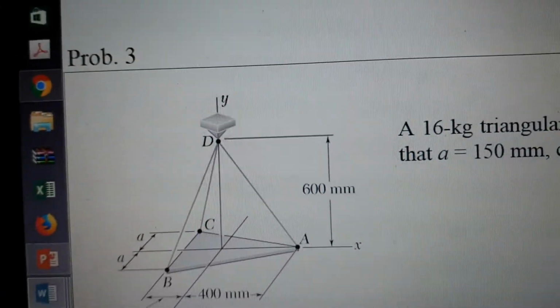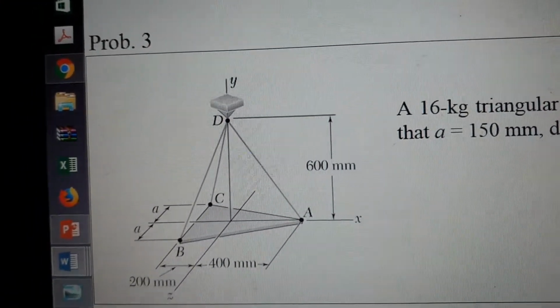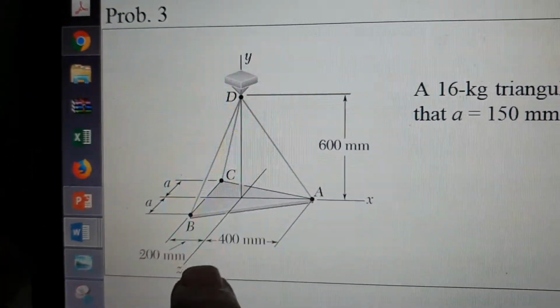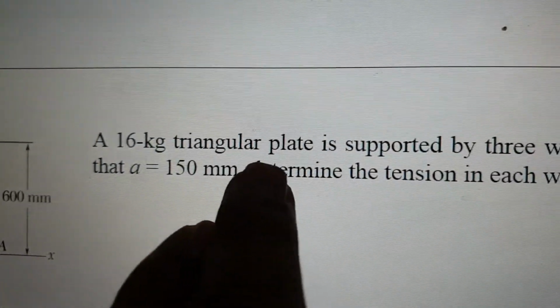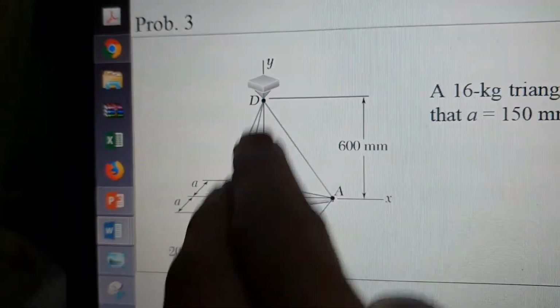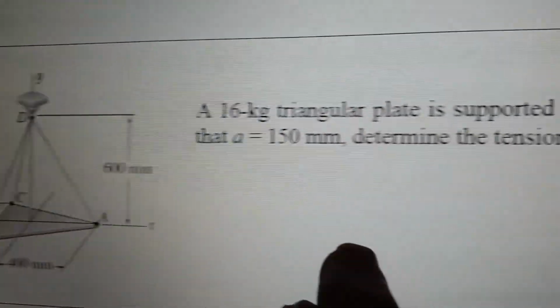Okay, let's look at this question. A 16 kilogram triangle. This triangle has a 16 kilogram weight, supported by 3 wires. So there are 3 wires: AD, CD, and BD.